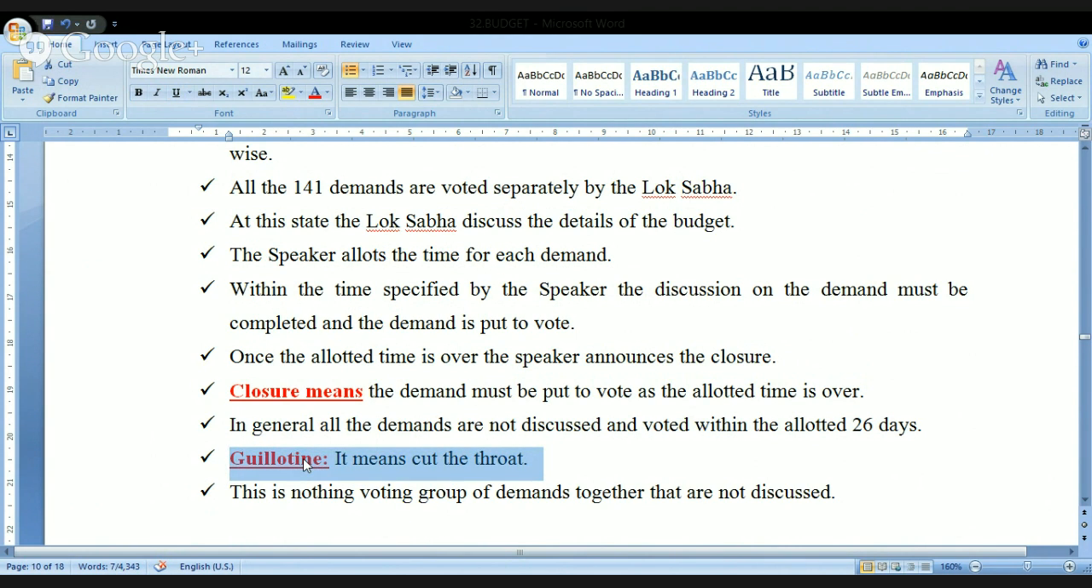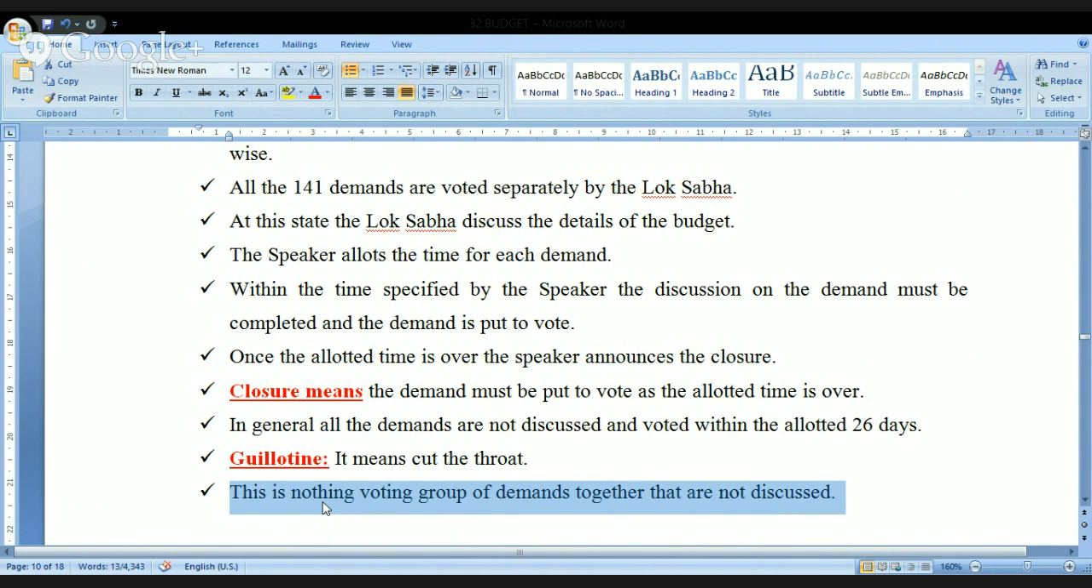Can you remember? The meaning of this is nothing but it means cut the throat. But this is nothing but voting on a group of demands together that are not discussed. Kindly look very clearly. There is no point in confusion here. Whenever I am using the word closure, closure will be used by the speaker once the time allocated for a particular demand is over. Discussion is over. Now go to voting here. But when I'm talking about the guillotine, guillotine is always related to a group of demands. Closure, single demand. Guillotine, group of demands.